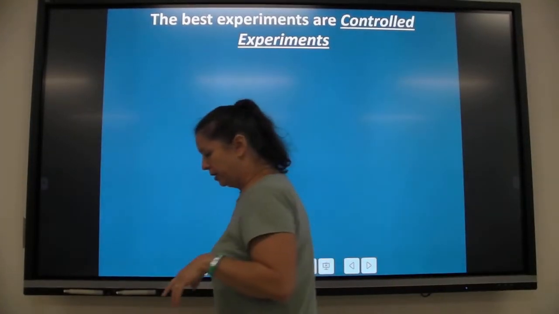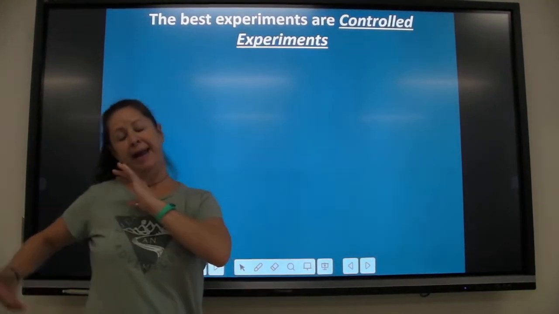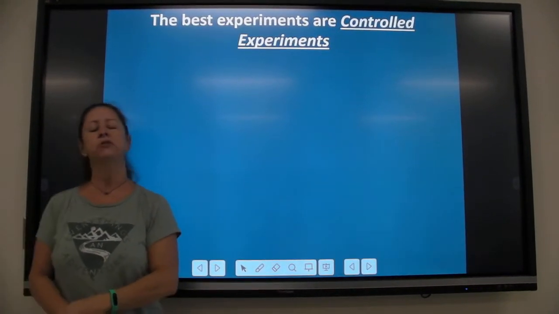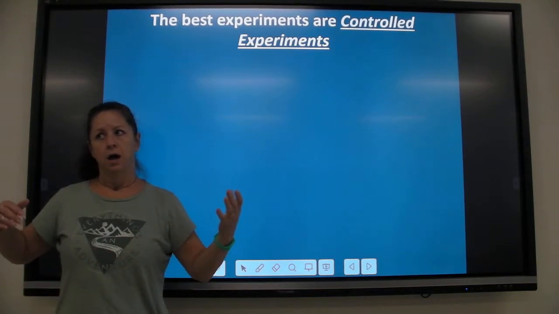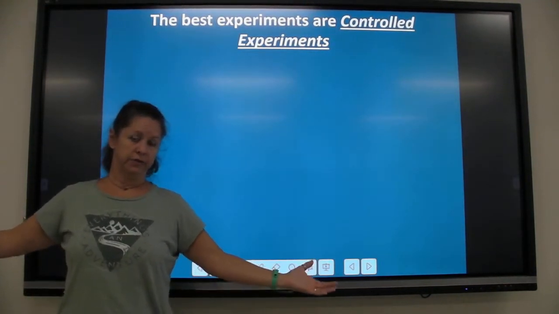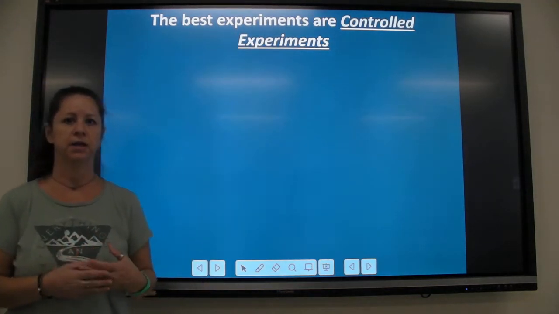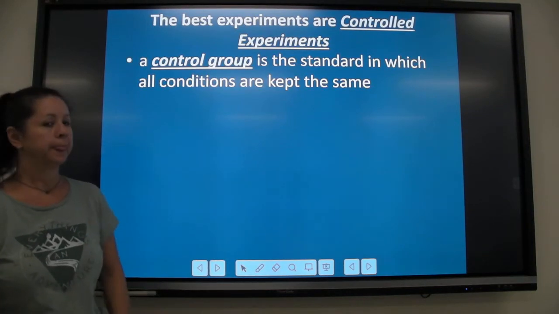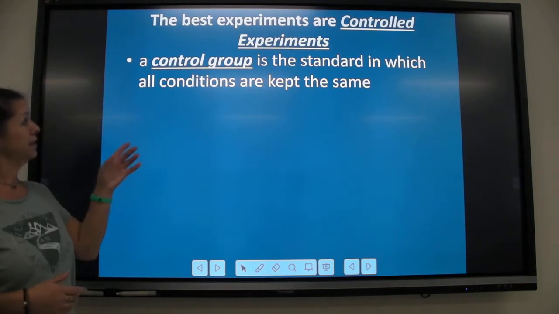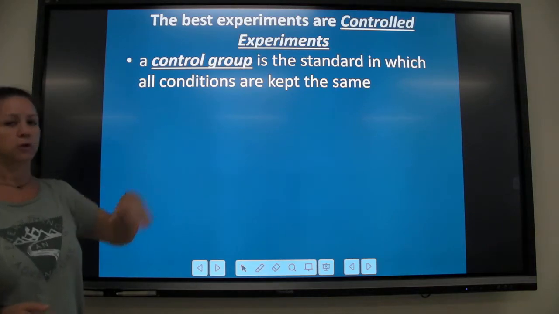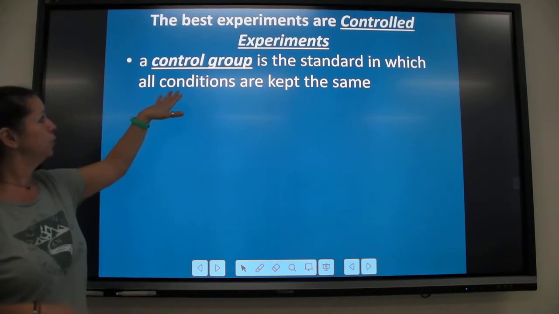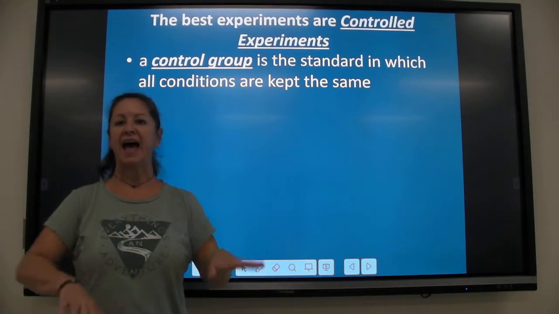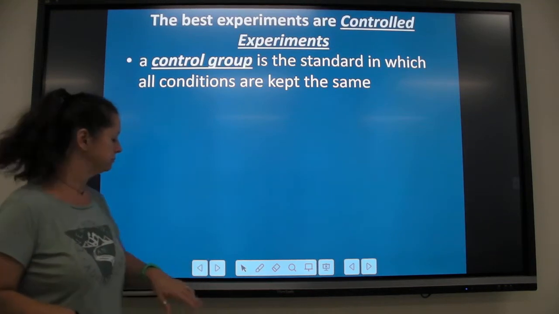Now, when you're doing these experiments, again, doesn't matter if you're talking about people, plants, or puppies, you want to do a controlled experiment. These are always the best. Doesn't matter what the science is, biology, chemistry, physics. Again, you want to set up a controlled experiment. The control group is the one that gets the control, so the standard in which all the conditions are kept the same. These are the ones that are not getting the test. So this is that plant without fertilizer. How big is it going to get?